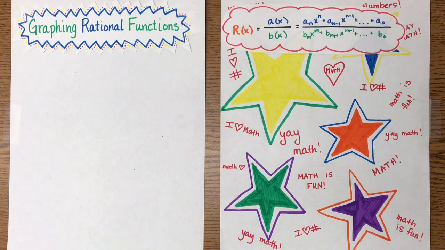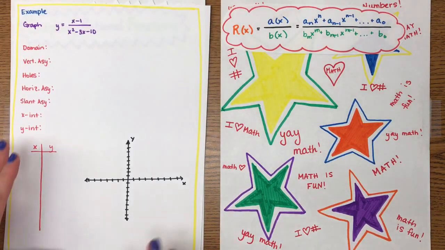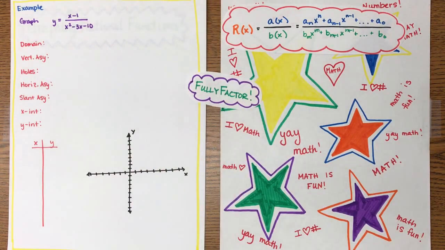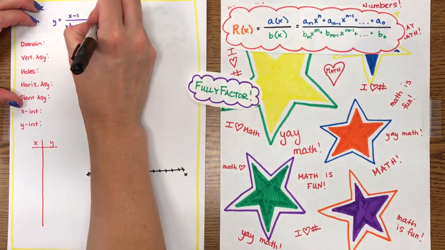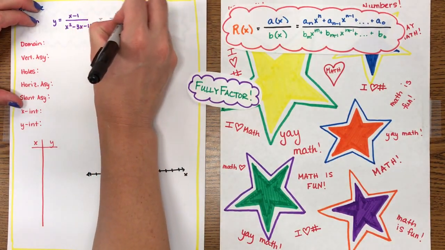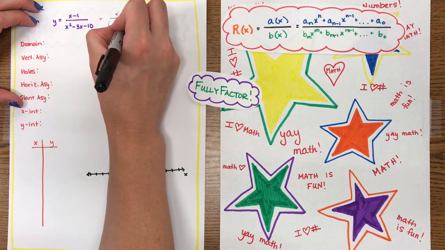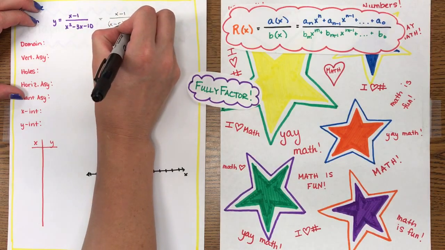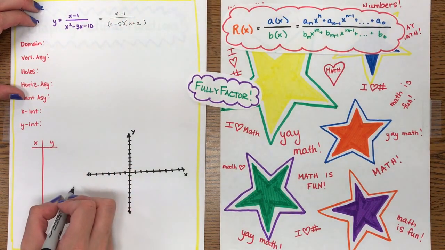Welcome back. We're continuing to look at graphing rational functions. In this video, we are going to look at the example x minus 1 over x squared minus 3x minus 10. The first thing I want to do in all of these problems is fully factor. My numerator is fully factored as x minus 1, but my denominator I'm going to need to factor, and this factors to be x minus 5 times x plus 2.